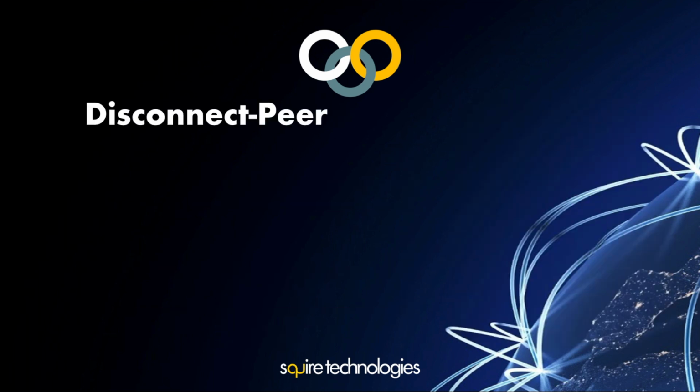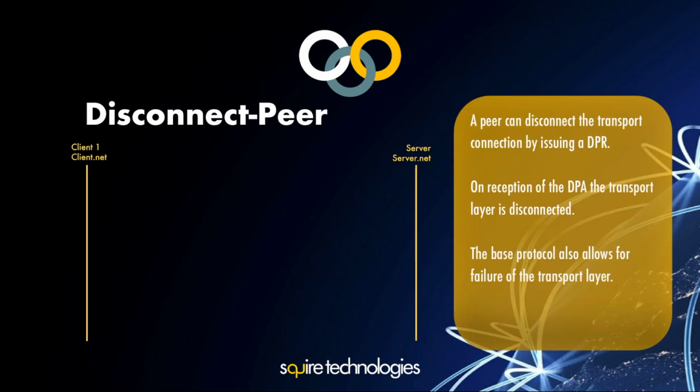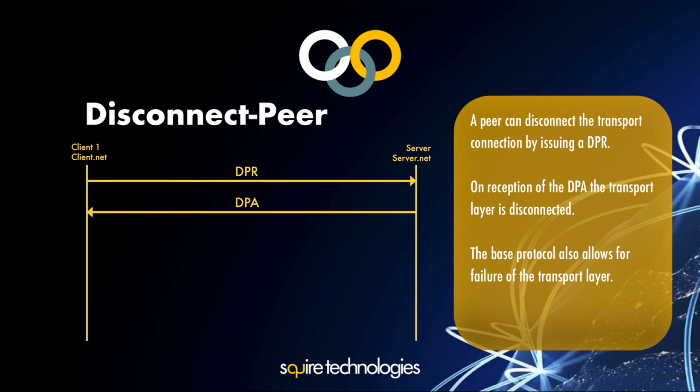Disconnect peer: you can disconnect in any direction by sending a disconnect peer request and getting a response back. This is a bit of a grey area. I think it's because they just wanted a way to tell you not to connect again. That's it. There's no other reason for this, because the other way to stop something is just to cut the transport. So if you want to disconnect, you just take the transport down, and then you've got rid of them. Okay?